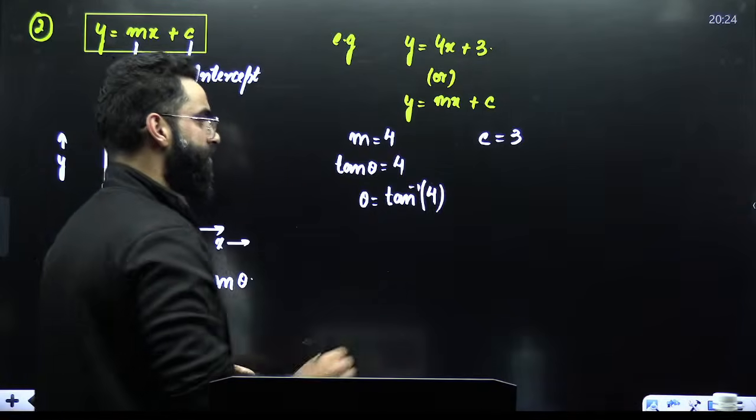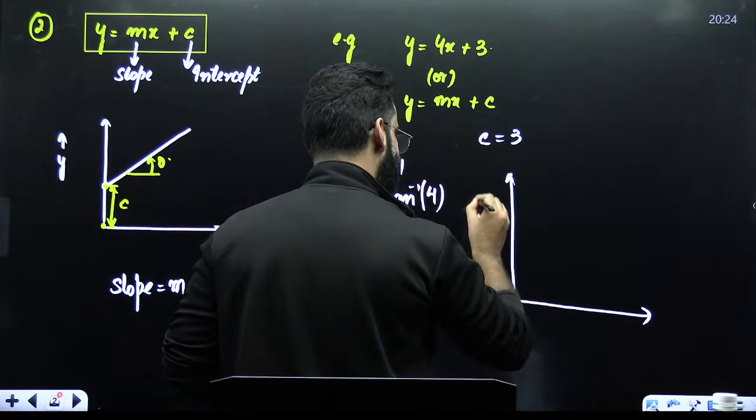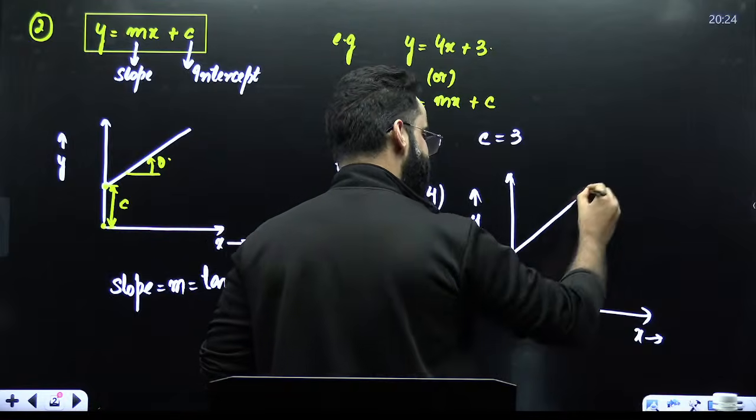Now, if you want to plot a graph, since the given equation resembles our equation, y is equal to mx plus c, if you want to draw a graph between y and x, the nature of the graph is going to be similar, right? This is your y is equal to mx plus c graph.